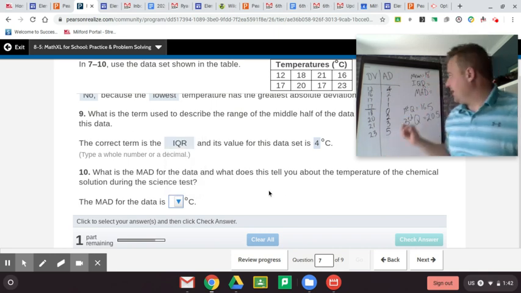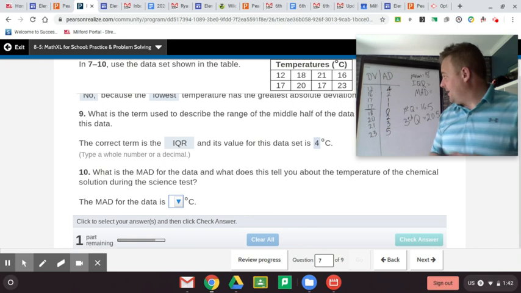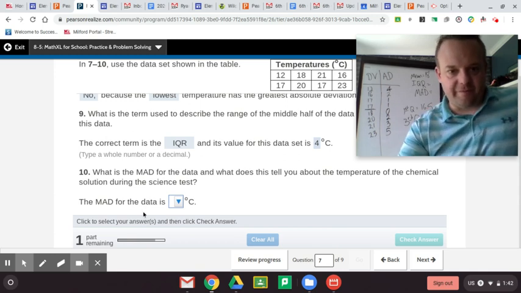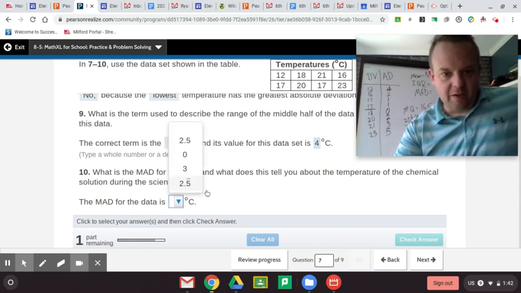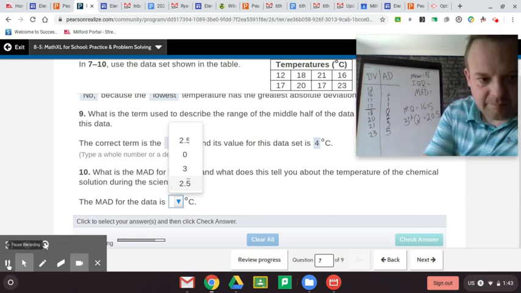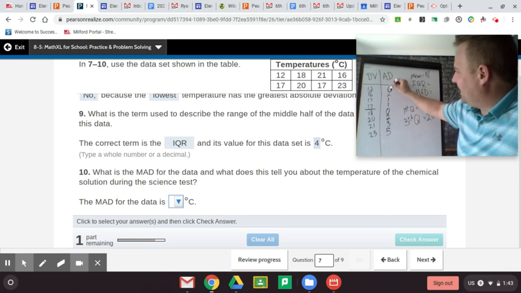Oop, did I add them up wrong? 6, 7, 8, 9, 10, and then 15, 18. So 18 divided by 8. Yeah, that should work. 2.25. All right, so it looks like I did something wrong here. Let me just take a look. And I figured it out. I messed up on the absolute deviation.